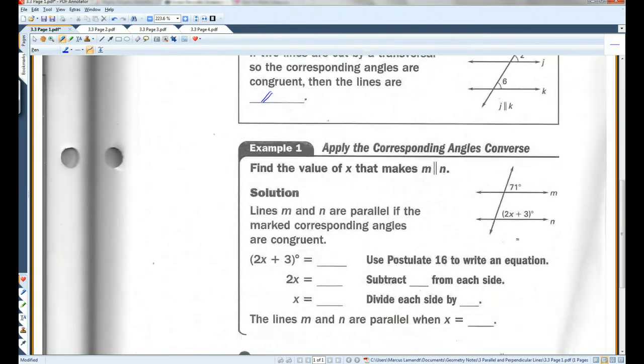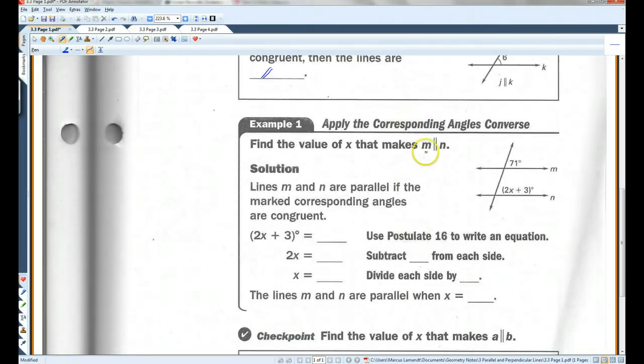So, for example, find the value of x that makes line M parallel to line N. If these lines are parallel, then this angle and this angle have to be congruent because of their corresponding angles, which means that 2x plus 3 has to equal 71 degrees. That's postulate 16. I'm going to subtract 3 from each side. 71 minus 3 is 68. I'm going to divide each side by 2, which should give me 34. So the lines M and N are parallel when x equals 34.